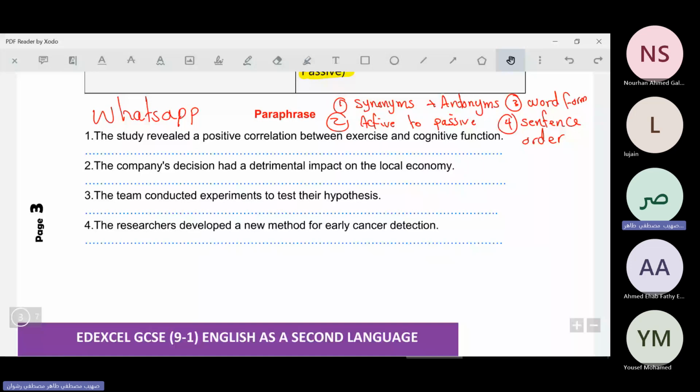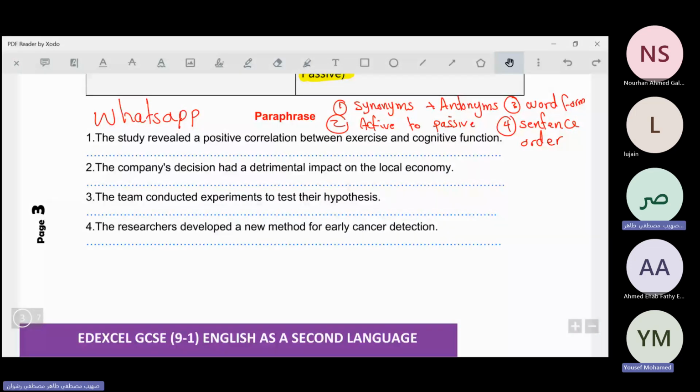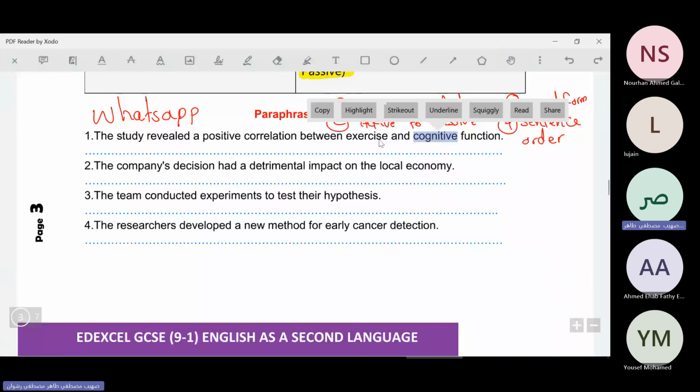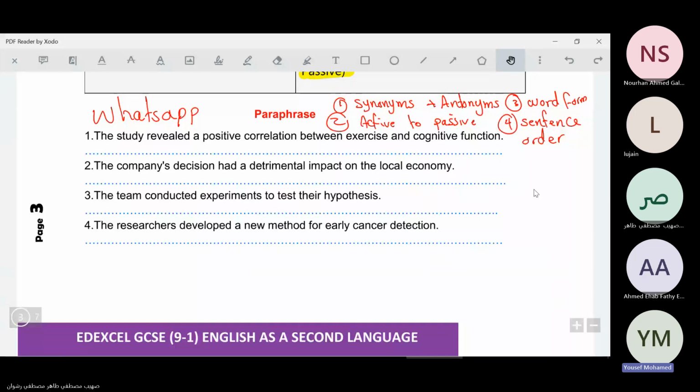"Exercise" here, Yusuf, is not substituted by "movement." In sentence number one, I mean. Yusuf, you hear me? Yes, sir. Well, sir, what was I trying to make a synonym for, "cognitive function"? Is it just like movement? No. Cognitive means mental, related to our brains. Oh, that's why. Sorry, I didn't know. Yeah. Yes, "intellectual" can work here.